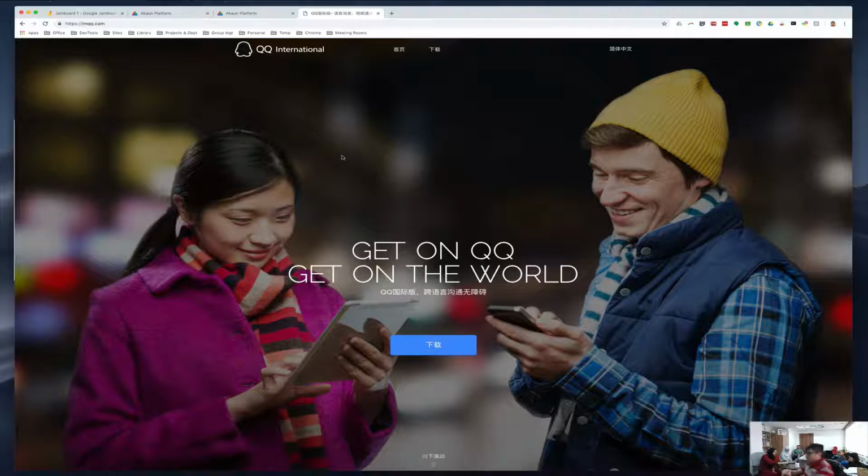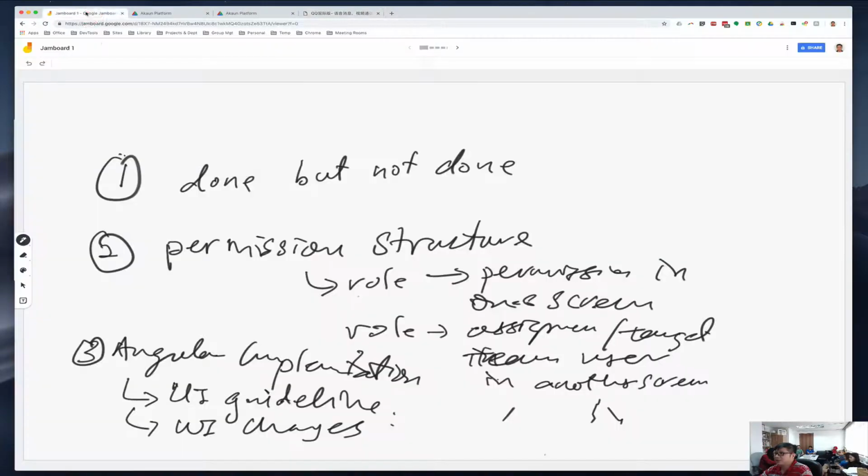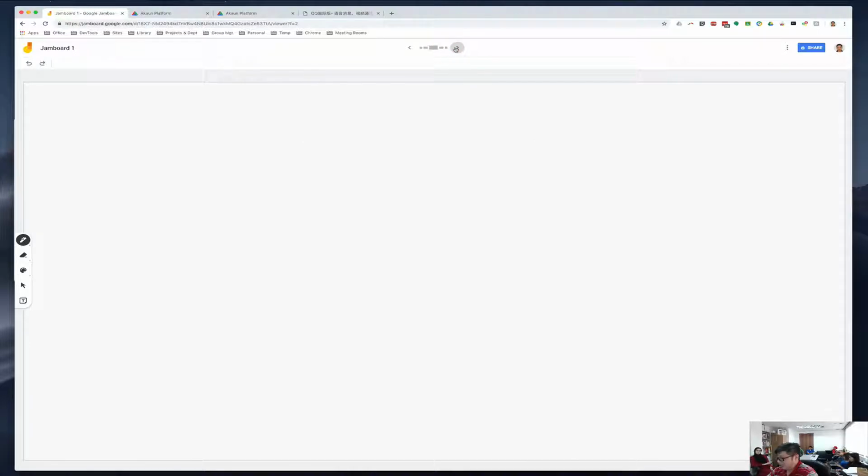Okay. So let's go back to this "done but not done" issue. It means that we need to improve communication and we need to have more knowledge sharing sessions, and also in the way we handle conflict, we can move things a lot faster. Number two is that when it comes to the permission structure, now this one is quite interesting.